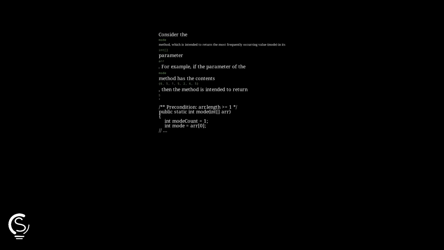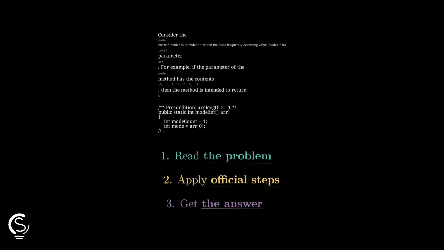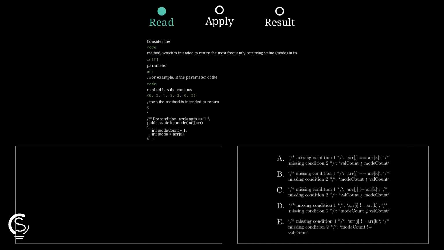Finding the mode in Java is easy if you track frequencies correctly. Let's break down these nested loops to find the missing conditions right now. To find the mode, the inner loop must count how many times the current element appears. We compare Rj to Rk, so missing condition 1 must be equality.